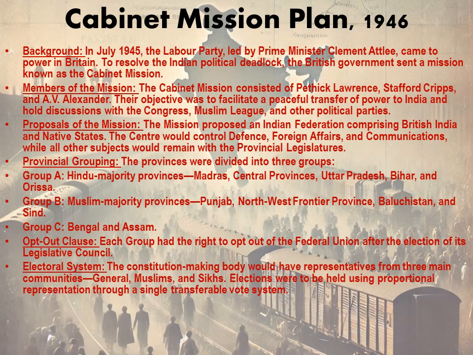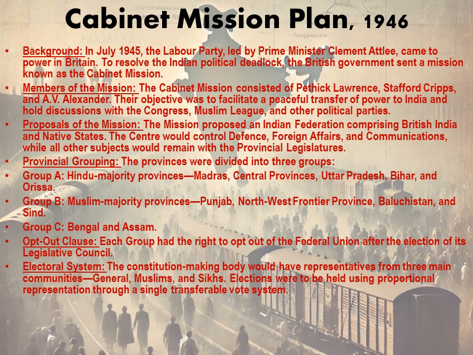Electoral system. The constitution making body would have representatives from three main communities: general, Muslims, and Sikhs. So all the people from these three communities would be there. And keep in mind, there was no quota for the Hindus. General included all the people. Then special quotas were there for Muslims, and special quotas were there for Sikhs. So these three kinds of representatives would be there in the constitution making body.